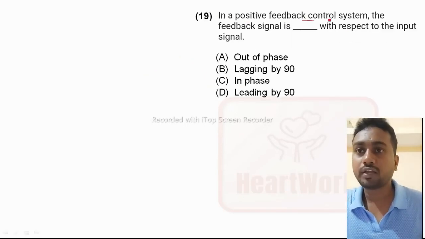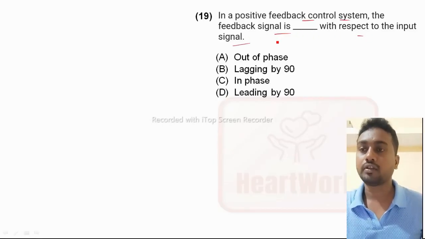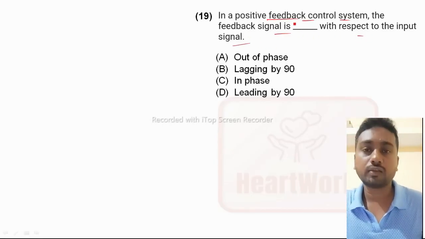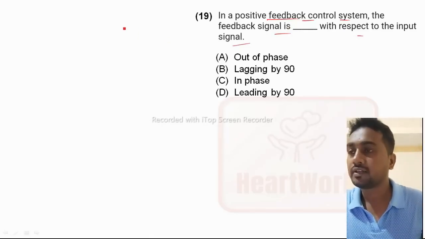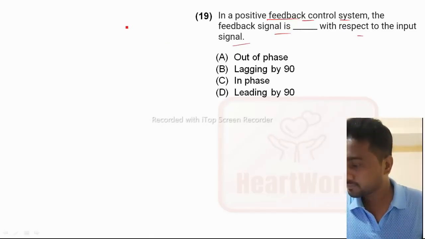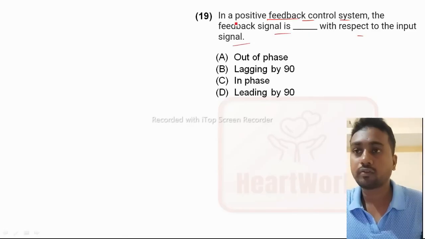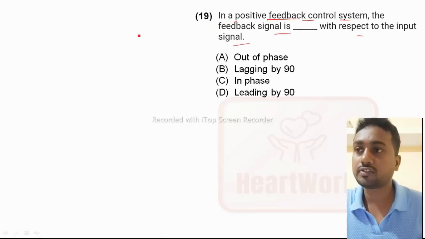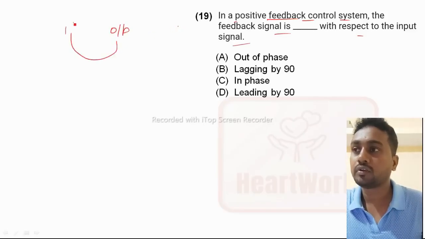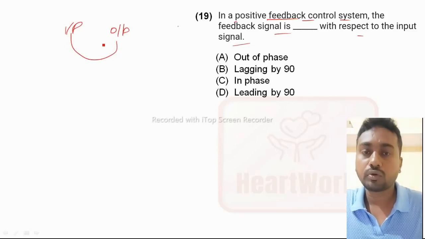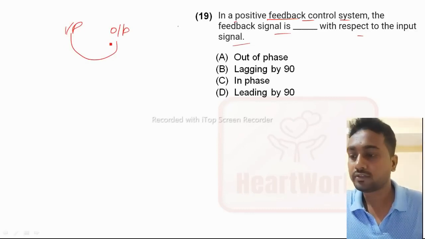In a positive feedback control system, the feedback signal is ___ with respect to the ___ signal. Okay, so what does feedback signal mean? Feedback signal means the output signal. What is the work of the feedback signal? It feeds the output signal back to the input to produce the error signal, which drives the system.